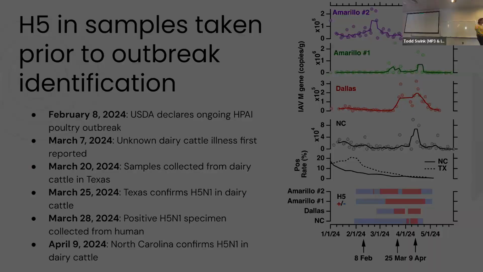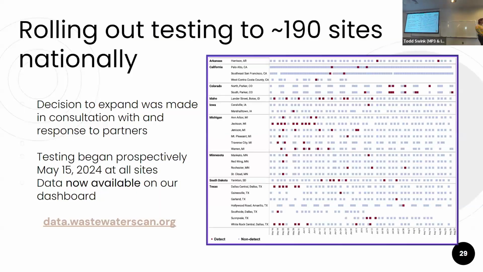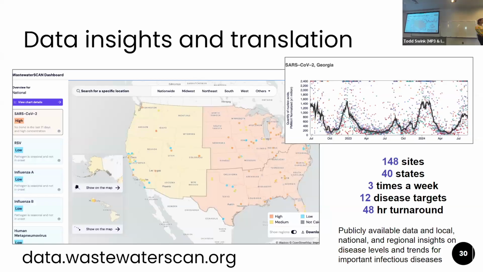I'm going to skip through some of the details. We've rolled this out now, so all of the sites in the program are getting that testing for H5. A little controversial, a little bit of many conversations with lots of people about this, but it has been really valuable information to give context about these outbreaks. And we are sharing all of the data on our website. As soon as the data is available for all of these things that we run regularly, we put it on our dashboard and it's available to everybody.